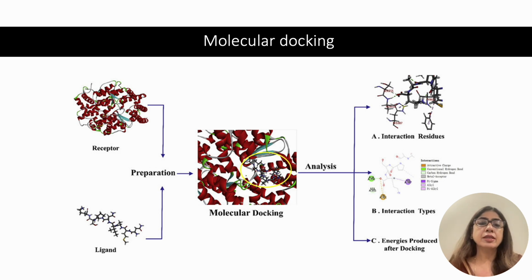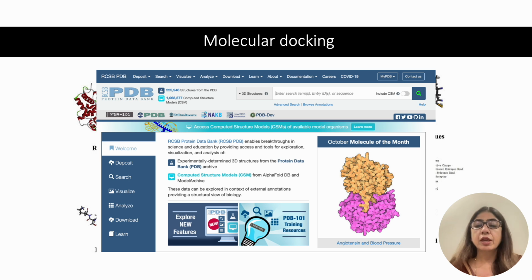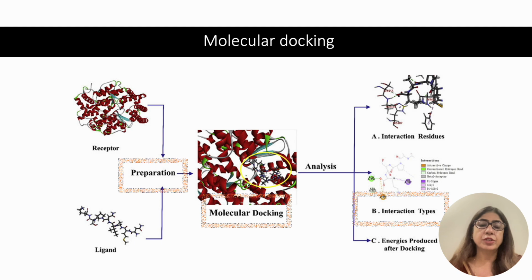The molecular docking technique involves a study where the interaction between two molecules is studied. Typically, one molecule is small in size and is called a ligand, and the other one is large in size and is normally a protein. So we need 3D structures of both. The 3D structure of the protein can be obtained from the Protein Data Bank, which is a dedicated website for the 3D structures of proteins, and then this structure is prepared for docking using specialized software.